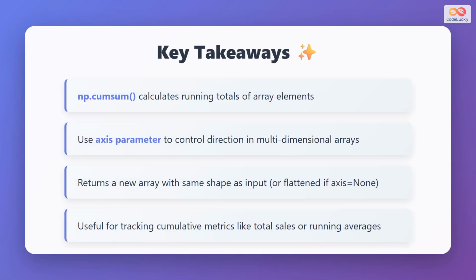Let's recap the key points. np.cumsum calculates running totals of array elements efficiently. Use the axis parameter to control direction in multidimensional arrays. The function returns a new array with the same shape as the input, or a flattened array if axis is none. Cumulative sums are incredibly useful for tracking cumulative metrics like total sales, running averages, or accumulated values over time. Now you're ready to use cumsum in your NumPy projects.